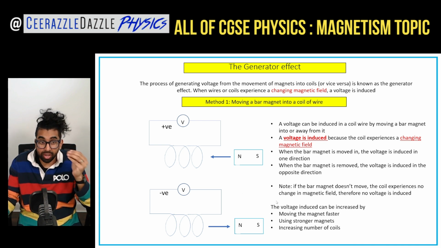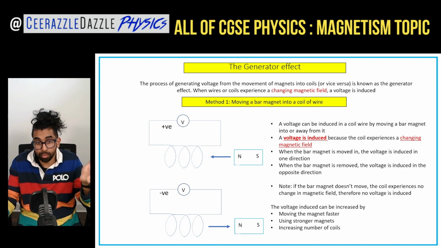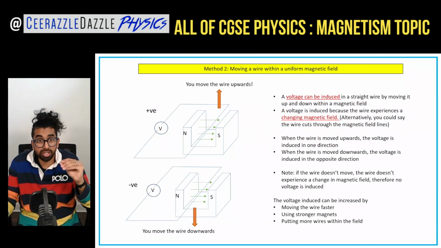In order to get a greater magnitude of the voltage, you can simply move the magnet faster, or you can use stronger magnets, or increase the number of coils per unit meter. So by increasing the number of coils, you would generate more of a voltage if you move that bar magnet in.